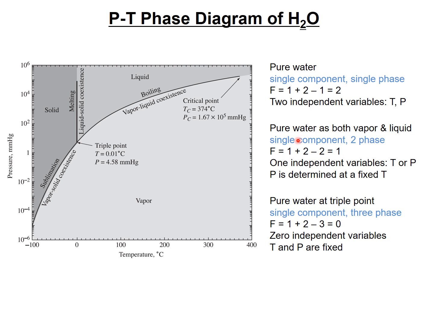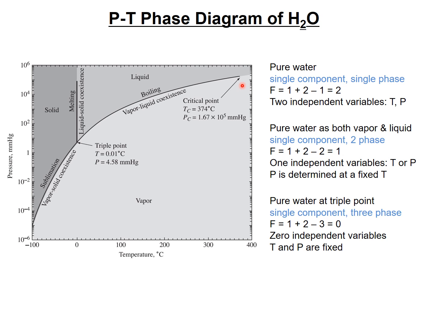Let's go to the second thing. Pure water as both vapor and liquid. It means you could find this on the line of vapor liquid coexistence curve.